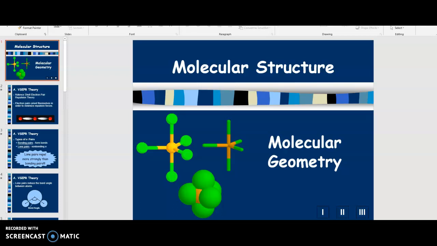Hello, chemistry students. I wanted to go through and do a quick video about molecular structure, or VSEPR theory, and that's how we determine the shapes of molecules. So you've been drawing those Lewis structures, and we're going to take those Lewis structures and use them to predict the shapes of molecules.